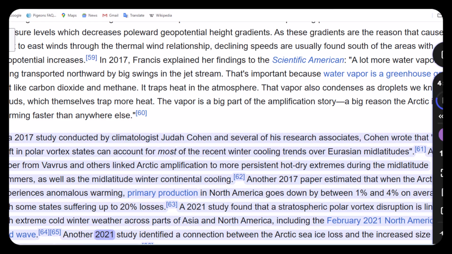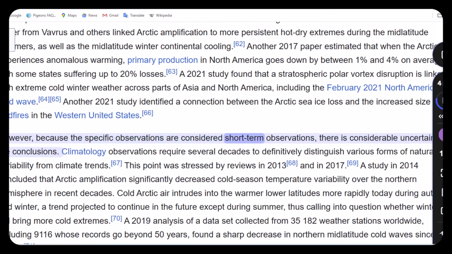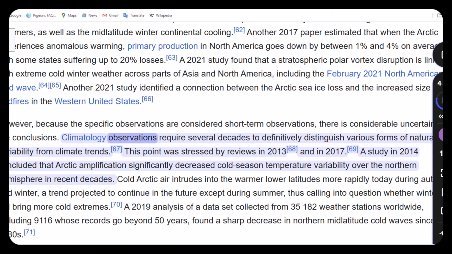Another 2021 study identified a connection between the Arctic sea ice loss and the increased size of wildfires in the western United States. However, it considered short-term observations. There is considerable uncertainty in the conclusions. Climatology observations require several decades to definitively distinguish various forms of natural variability from climate trends. This point was stressed by reviews in 2013 and in 2017.